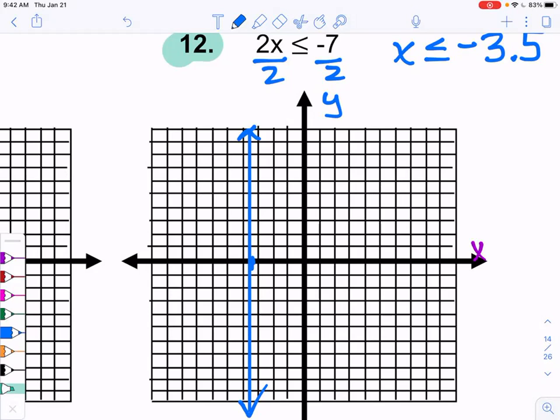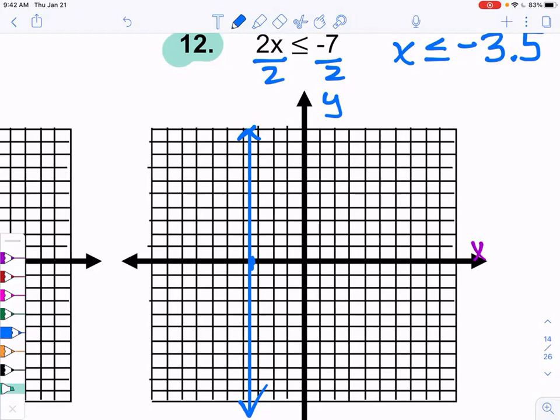And this is the only time where you do not shade above or below, because you can't go above a vertical line. That vertical line is going up forever. So we need to think of to the left or to the right. Where are the numbers less than -3.5? So Michael, the left or the right of my graph, where are the numbers less than it?